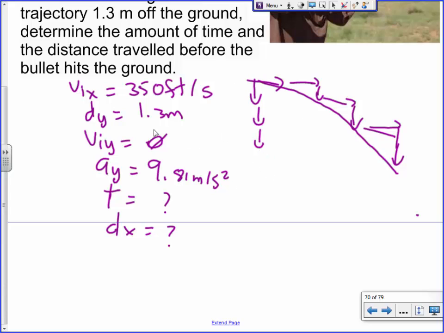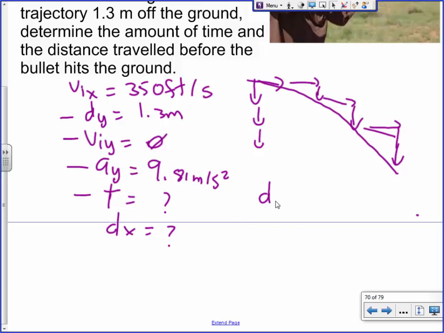Because in the y direction, I have 1, 2, 3 variables. If you ever have 3 variables, it's enough to solve. And what we're going to solve for is time. Because does time really depend on a direction? Time's independent. So here's where we start then. We're going to see how long it takes the bullet to fall based on our y direction information.